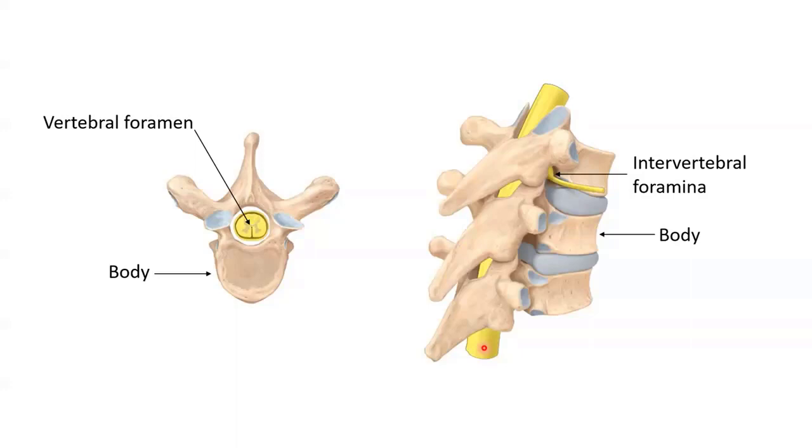So these are the holes that are formed when two adjacent vertebrae connect and through which the spinal nerves will enter and exit the vertebral column. So you can see one example here. This intervertebral foramen is formed by the junction of these two vertebrae.